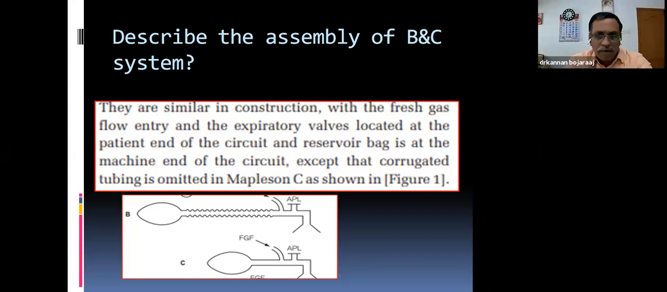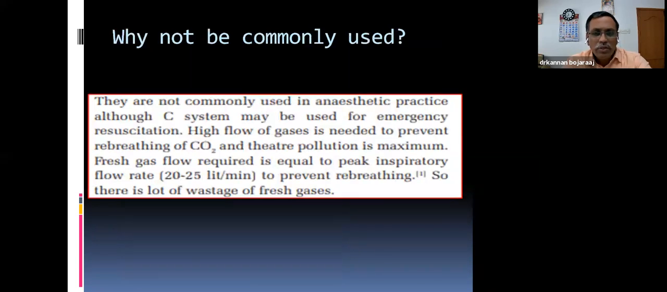So Mapleson B is of no use at all, and Mapleson C, if at all used, you can use the system for transport of the patient from ICU to somewhere else or during resuscitation, except these systems are not at all useful. Why it is not commonly used, I have already told. High flow of gas is needed to prevent rebreathing of carbon dioxide. Therefore, air theater pollution is maximum, and the fresh gas flow required is equal to the peak inspiratory flow, which we cannot keep up with our Boyle's machine, and there is a lot of wastage of gases. So the systems are not at all used now.